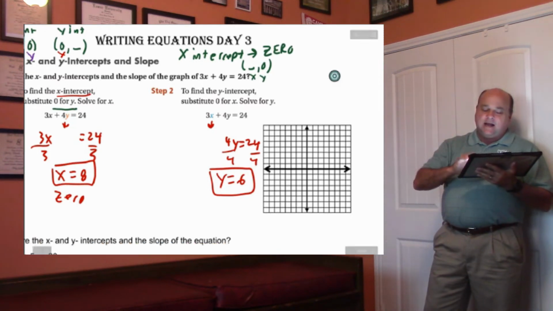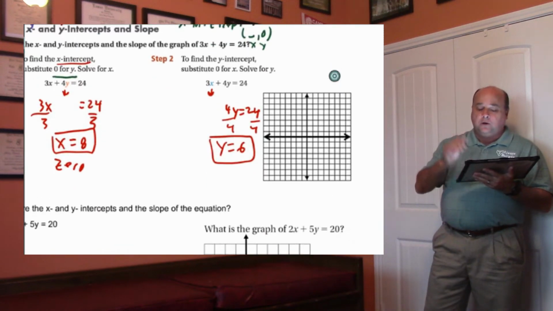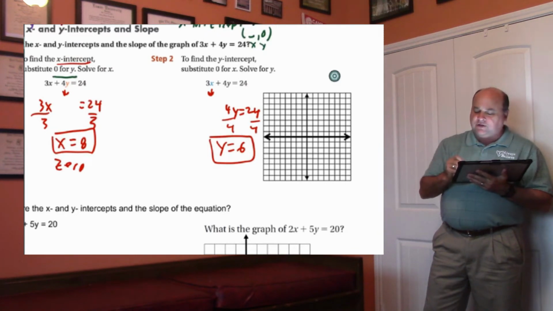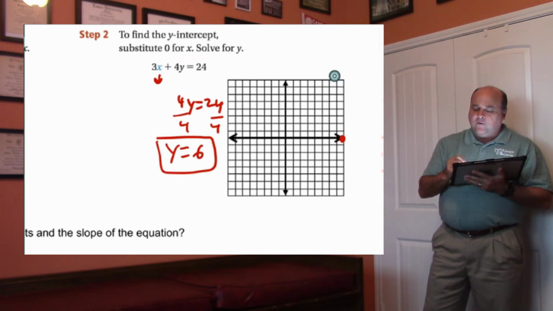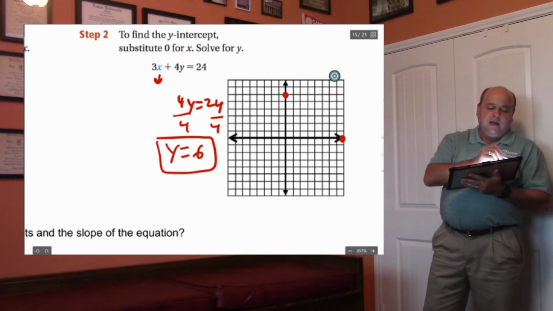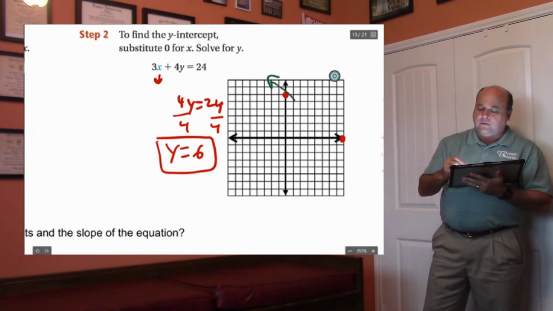Now then, I will show you how to get the slope here. Let's graph it. So our X intercept's 8. 1, 2, 3, 4, 5, 6, 7. Let me count again. Zoom in because my eyes. 1, 2, 3, 4, 5, 6, 7, 8. And then the Y intercept 6. 1, 2, 3, 4, 5, 6. Okay. If I were to connect those lines, I would get this.